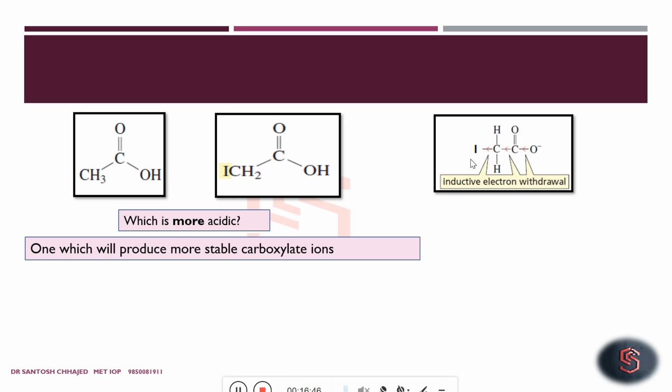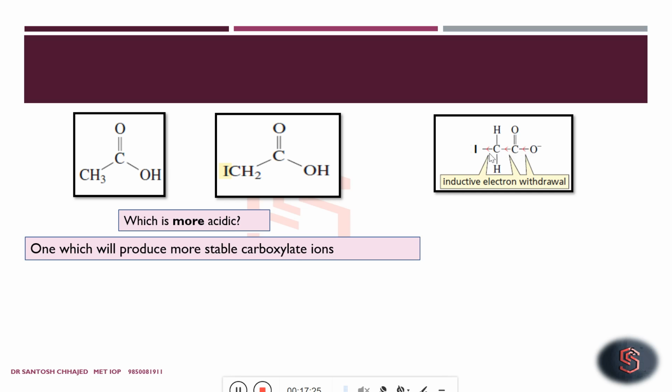Now the fact is that iodine is there, which will show minus I inductive effect, which will withdraw electron from this carbon. So this carbon, which is linked to iodine, will become electron deficient, and it is less electronegative than iodine, so it will never withdraw electron from the iodine, rather it will start withdrawing electron from this carbon. And this carboxylate carbon, which is a part of carboxylate ion, will give electrons happily because this carboxylate portion is already unstable because of excess of electron.